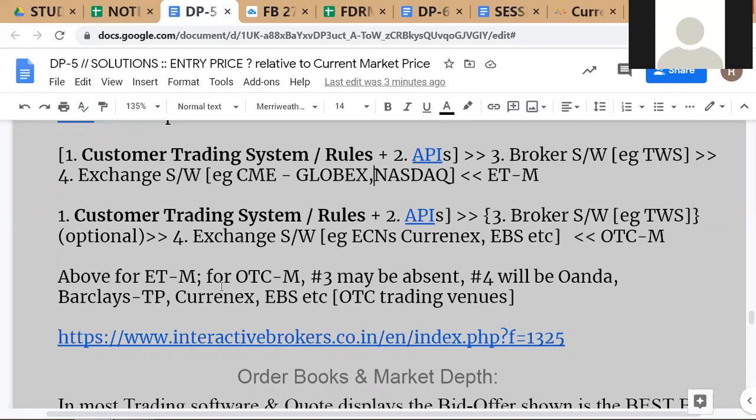Yeah. So the way it works is that there are three parties involved here. There is a customer, there is a broker, and then there is an exchange. Let's look at this. Let's give an example of NASDAQ. There is a broker, and then we should really call it the exchange here. Let's just highlight the exchange.